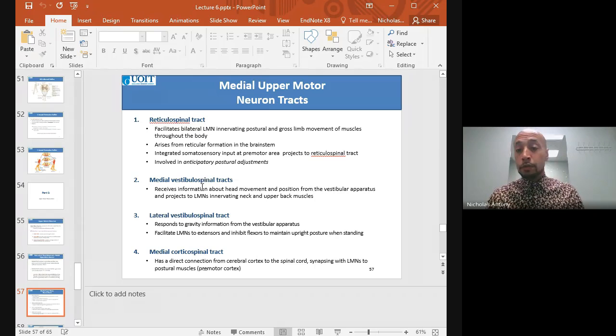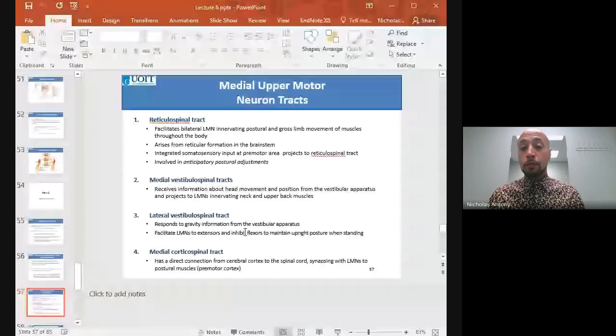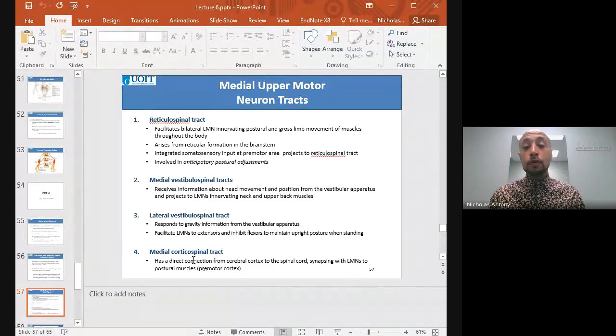The medial vestibulospinal tract is the activating of our neck and upper back muscles based on how our head is positioned to make sure it's stable. The lateral vestibulospinal tract is the activating of our extensor muscles in our back and legs when we're standing. And then the medial corticospinal tract is for the voluntary contraction of our core muscles. Okay, so this is what we use, the medial upper motor neuron tracts, to activate our core muscles. Is everyone okay with that?